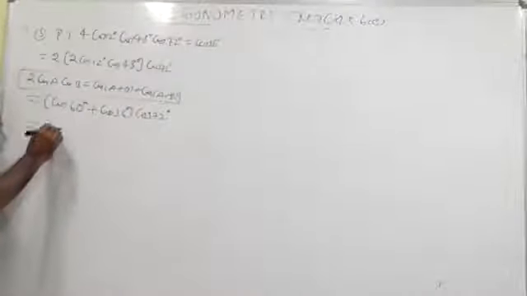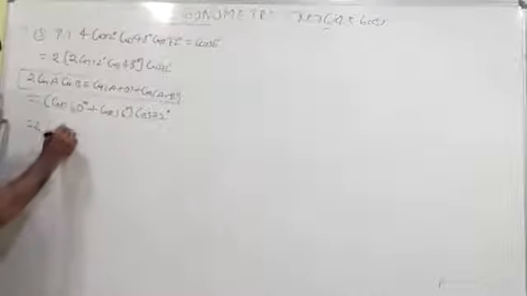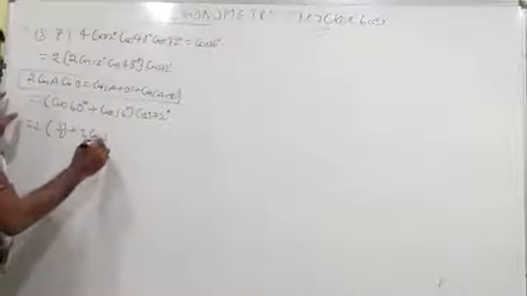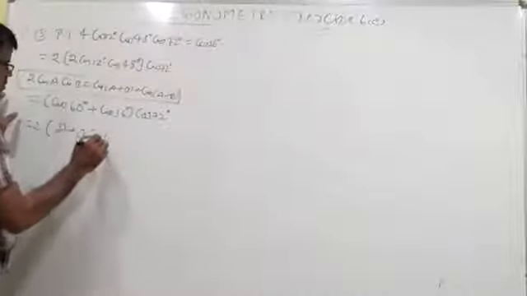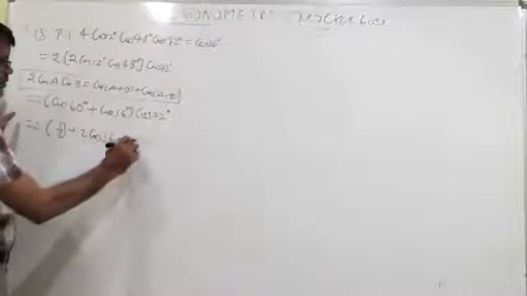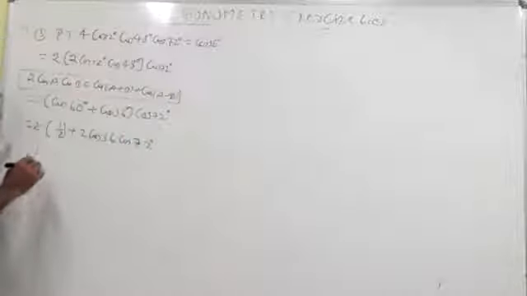Now 2 into, write like this. This is 1 by 2. Multiply, better to multiply. This is 2 cos 36 into cos 72. 2 cos 36 into cos 72. 2 get cancelled. 1 we have.